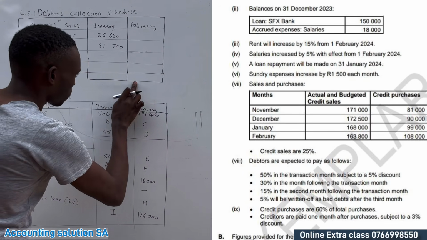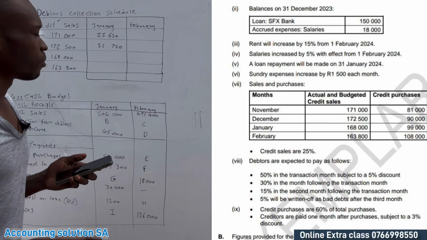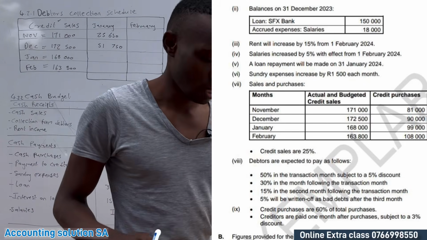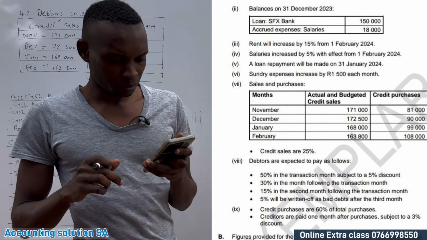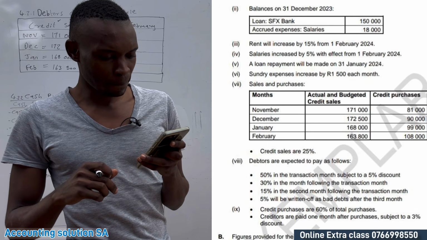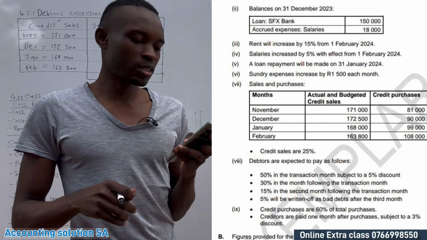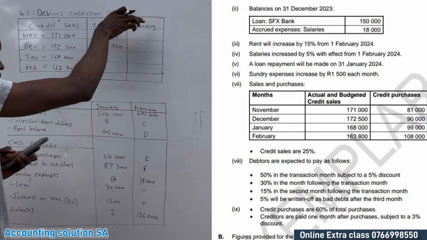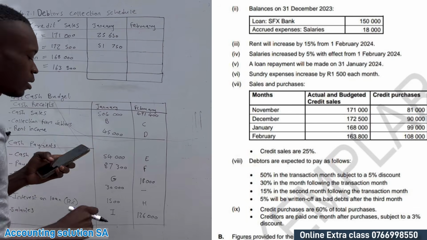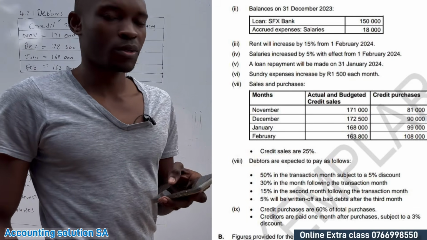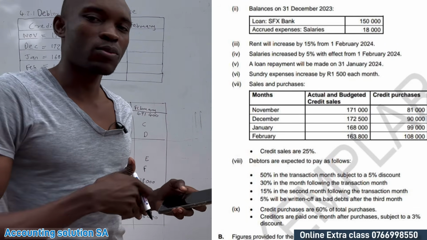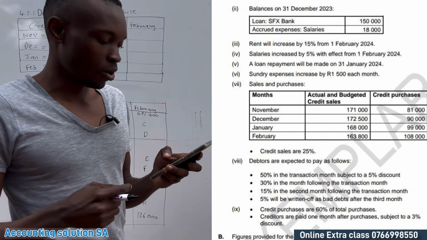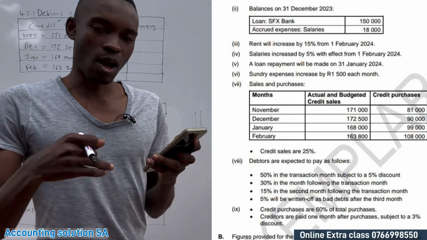Okay, now we have to proceed with our collection schedule, because we already know those percentages, and these figures were given, so we don't have a problem with it. Now let's check the following information. Debtors are expected to pay as follows. Because we already have credit sales, now we can figure out these totals. Remember, debtors are people who purchase from us on credit, and we have to collect that cash in a different form. This is how this business collects it.